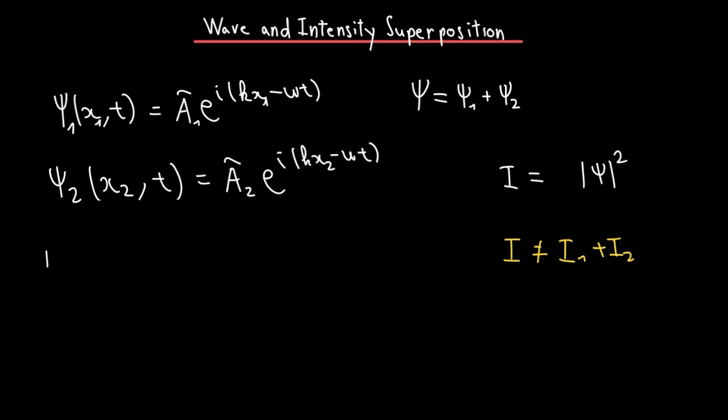So the intensity I1 of psi1 is, well, the modulus squared of psi1, since we're neglecting the constant. But the modulus squared of psi1 is just the modulus squared of the maximum amplitude, the complex maximum amplitude squared. And the reason for that is because the complex exponential never impacts the value of the modulus. Because remember that the complex exponential gives the argument of the complex number.